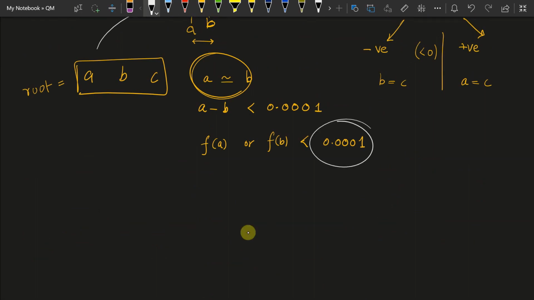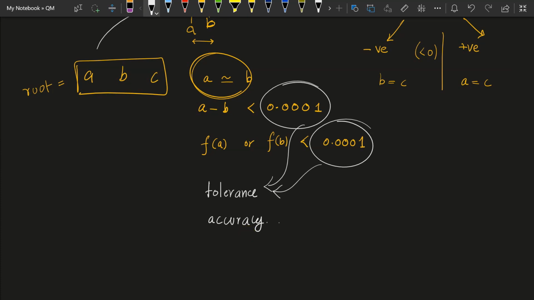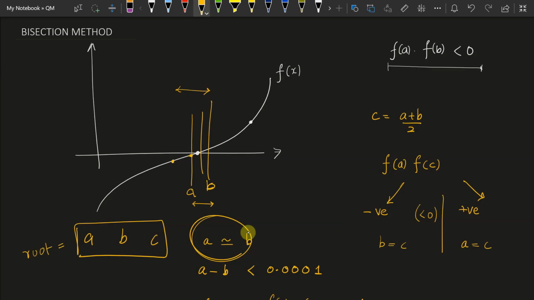And also to mention, these values, they are directly related to how accurate our result is, right? The smaller we make this value, the more accurate our result is. So these values have a name. They are called the tolerance or accuracy, or some term related to accuracy. Okay, so that's it. Hope you understood this method.